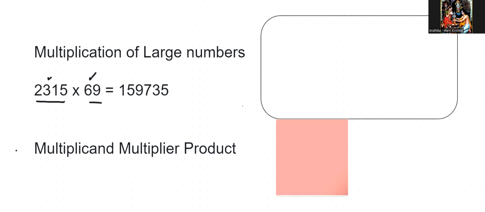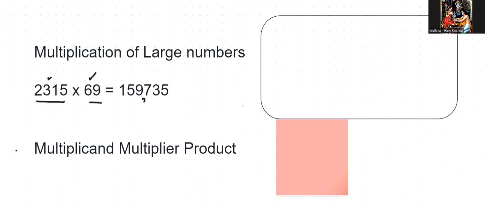So, multiplication of large numbers. மிகப்பெரிய நம்பர்ஸை எப்படி மல்டிப்ளை பண்ண போறோம் நம்ம பார்க்கலாம். ஓகேவா? ஸோ இந்த இடத்துல 2315 ஒரு நம்பர் இருக்கு. ஸோ இது 69ஆல மல்டிப்ளை பண்ண போறோம். இது ஒரு 2 டிஜிட் நம்பர், இது ஒரு 4 டிஜிட் நம்பர். ஸோ இதுல இது ரெண்டையும் மல்டிப்ளை பண்ணா நமக்கு ஒரு ஆன்சர் கிடைக்கும்.